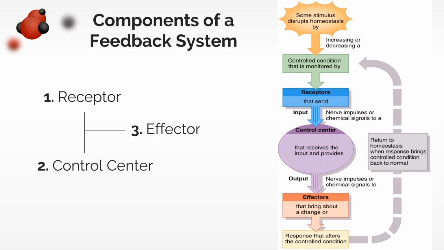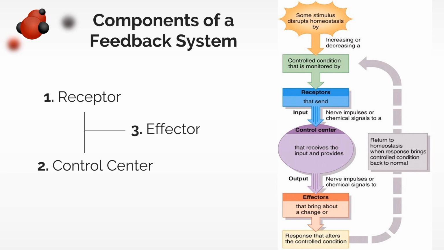Now, look at this picture. It explains how a feedback system in the human body works. Some stimulus disrupts homeostasis either by increasing or by decreasing a controlled condition. This change is monitored by receptors. These receptors send input in the form of nerve impulses or chemical signals to a control center. The control center receives the input and provides output, again in the form of nerve impulses and chemical signals, to effectors. These effectors bring about a change or a response that alters the controlled condition. As a result, the body is returned to homeostasis when the response brings the controlled condition back to normal.